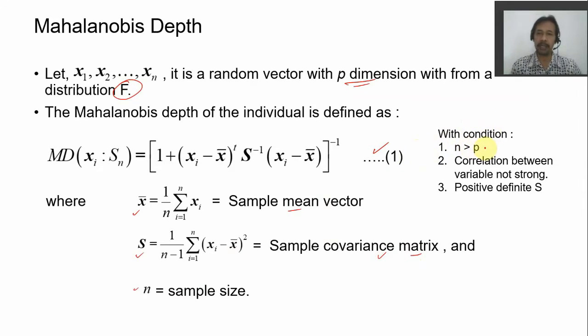The first one is that n should be greater than p. The sample size should be greater than the number of covariates, the number of variates, the dimension. The second one is that the correlation between variables should not be strong. And the third one is that we have to have a positive definite S matrix, the variance-covariance matrix.